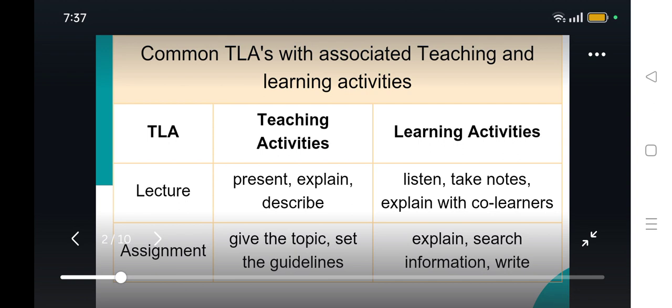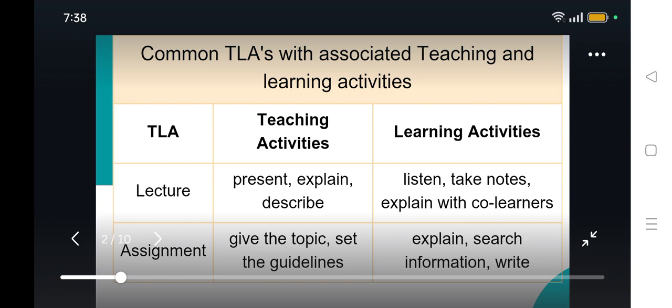But it's not sufficient that you just put lecture or assignment in your lesson plan. This section is supposed to detail what the teacher will be doing, those are the teaching activities, and what the learners should be doing, or students' activities. So for lecture, for example, we have here present, explain, describe as activities of the teacher. And detailed here are some of the learners' activities, which could be that the students are required to listen.